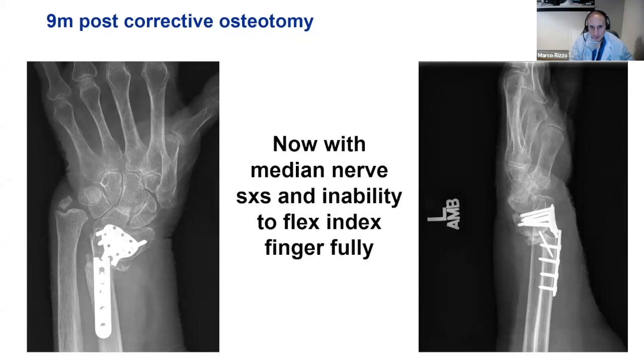But at this point in time, she developed median nerve symptoms, and a couple weeks after that, developed an inability to flex her index finger. So now she has complications related to all 4 of the top 4 complications from Emil's studies. We have hardware related issues, we have non-union, we have median nerve problems, and now tendon irritation / rupture. And it's much more complicated now.